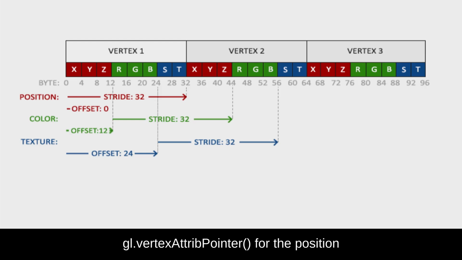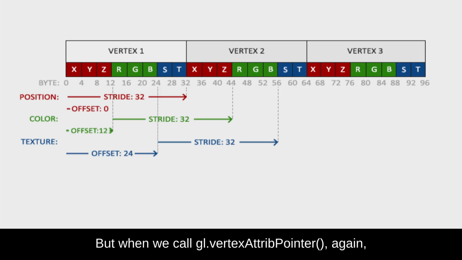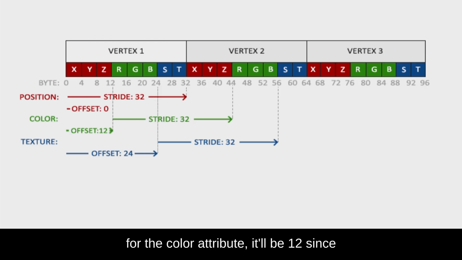If we do this, then the offset given to gl.vertexAttribPointer for the position will remain 0. But when we call gl.vertexAttribPointer again for the color attribute, it'll be 12, since this color attribute starts after this first position is given in the array. And the stride for both calls will be the size, in bytes, of this entire vertex block.